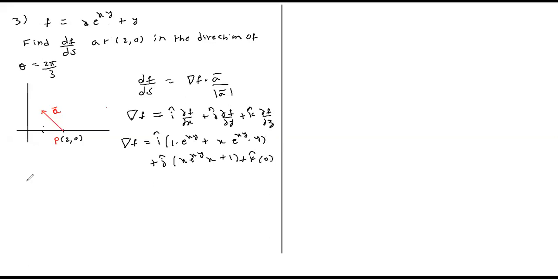So at what point do I want it? I want the gradient at the point (2, 0). Substitute x equal to 2 and y equal to 0. When y equals 0, e power 0 is 1 and 0 into anything is 0. So this is simply i bar plus 2 twos are 4 e power 0, 4 plus 1 is 5, 5j bar. Do you agree?